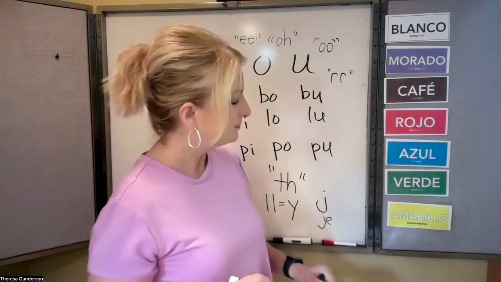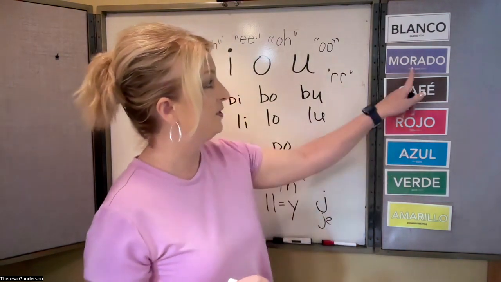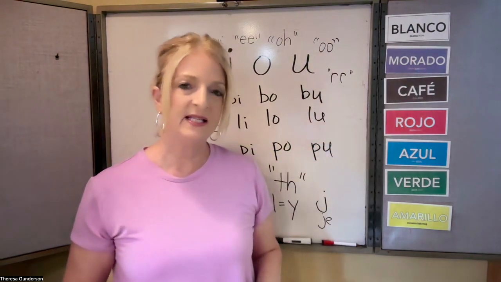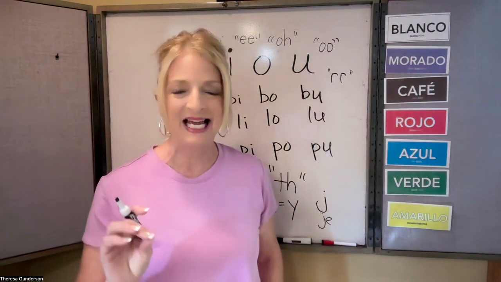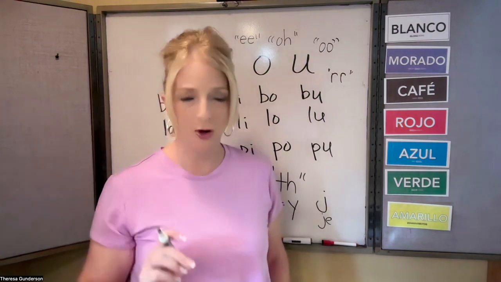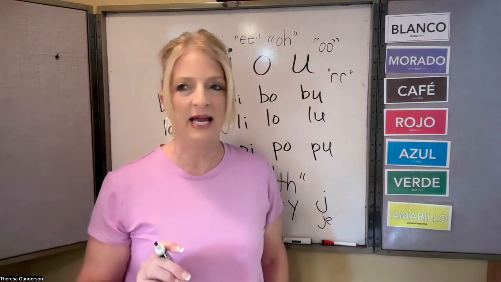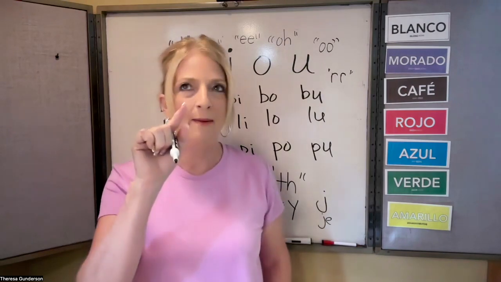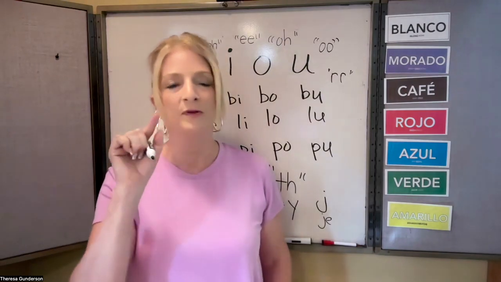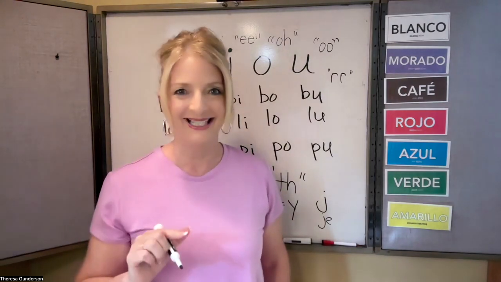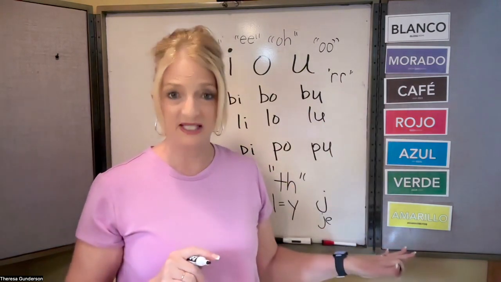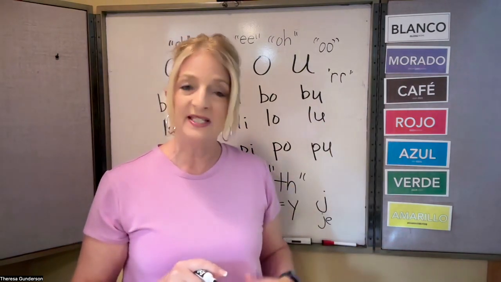And then if there is an R in the middle of the word, like in morado, it's actually pronounced like a soft D. Morado. Not a hard D, not like modado, but morado. Just a gentle tap of your tongue on the roof of your mouth. Morado. There you go.